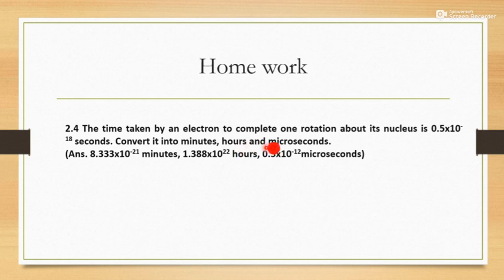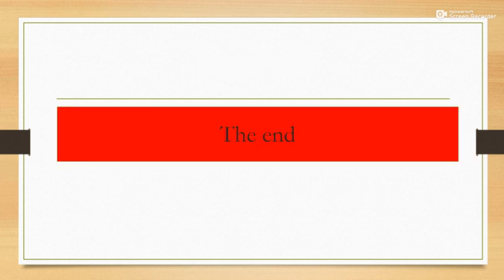Then microsecond. 1 microsecond is equal to 10 raised to minus 6 seconds, so you can convert second into microsecond by multiplying by 10 raised to plus 6. These prefixes are also given on page number 15, under the heading Standard of mass, kilogram. Okay, thank you very much, all of you.